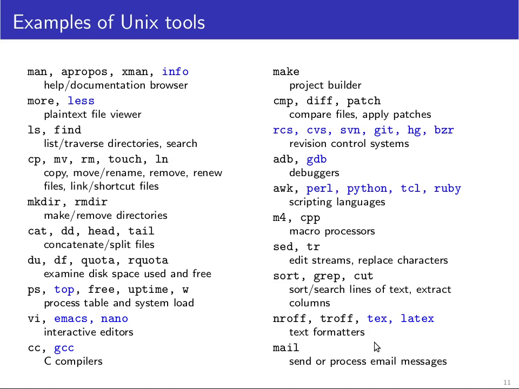I mentioned already nroff, troff, the text formatters in which the original documentation of Unix was written, and somewhat more popular these days, TeX and LaTeX, which are widely used for scientific typesetting. Also some open source software is typeset using these, and there will be at the start of part 1b an introduction lecture to LaTeX. There's a mail command line tool that allows you to send email if it has been configured correctly for your mail server.